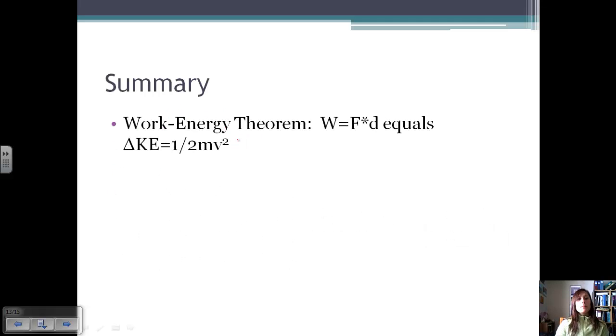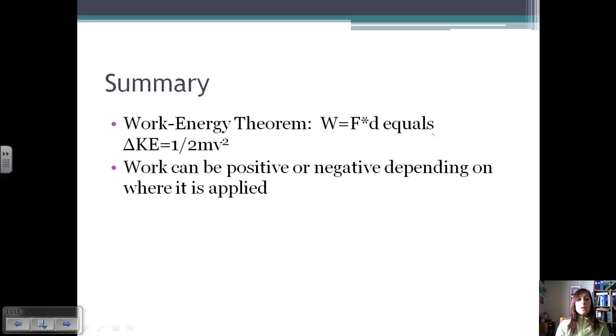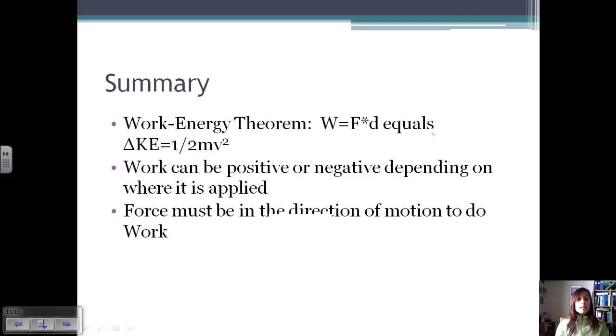Alright, so let's summarize what we've talked about. We talked about the work-energy theorem, where work, which equals force times displacement, equals the change in kinetic energy, which is equal to 1/2 mass times velocity squared. We know that work can be positive or negative depending on where it is applied. If the system is doing the work on the environment, it's negative, and if the environment does work on the system, it's positive. We also know that in order to have work, force must be in the direction of motion.